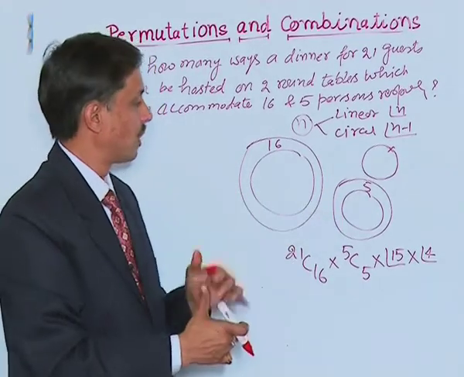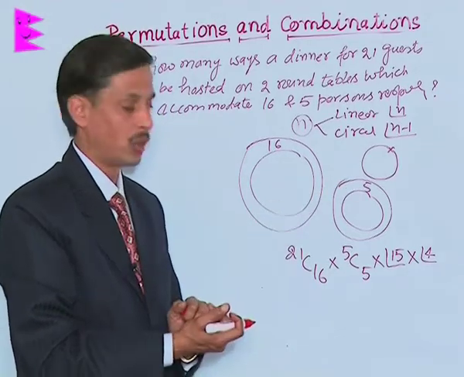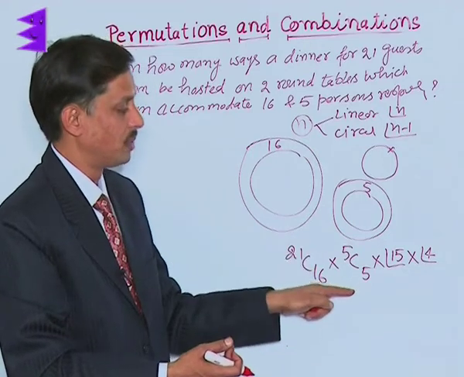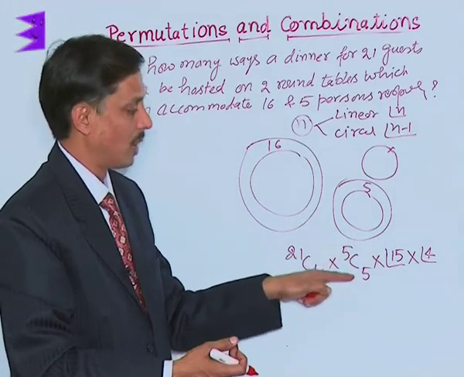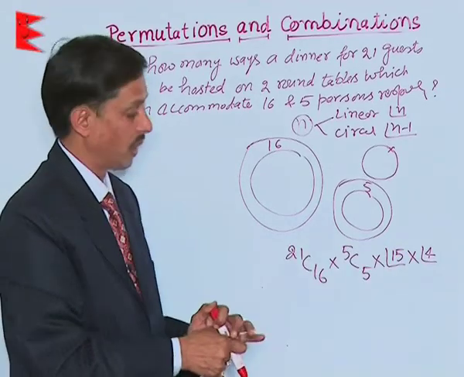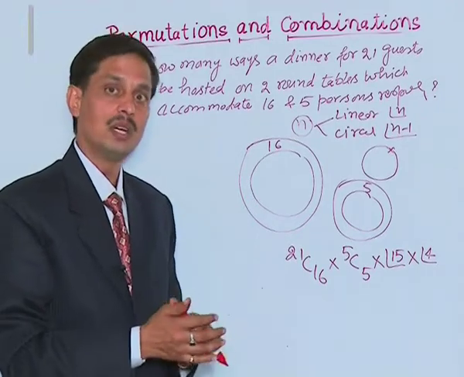tables, the first with capacity of 16 and another with capacity of 5. So the answer will come 21C16 into 5C5, because all 5 are to be selected, into factorial 15 into factorial 4. So this is the total number of ways of arranging the guests.